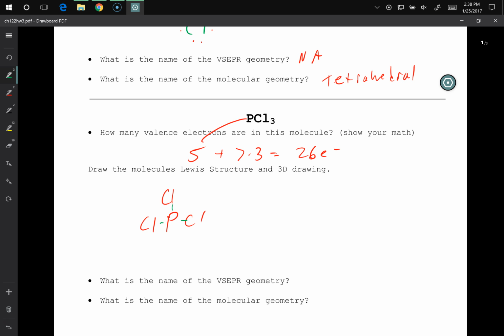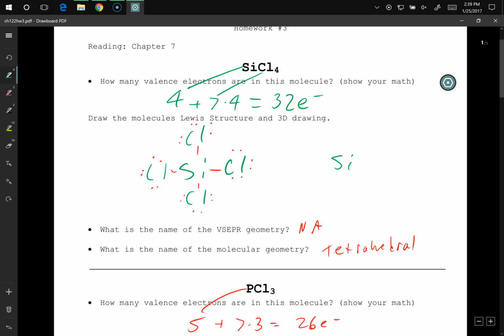Put electrons on chlorines? Okay. Great. So all of the chlorines are happy, and I have 2 electrons left. The phosphorus still isn't happy. It needs 2 more electrons, so I'm just going to go ahead and add those there. Alrighty. We didn't draw the 3D structure on the one up here. What's the 3D structure on the silicon look like? It looks like a tetrahedral, right? And so I need a wedge here, and I need a dash here.